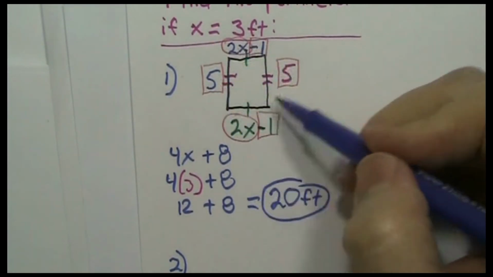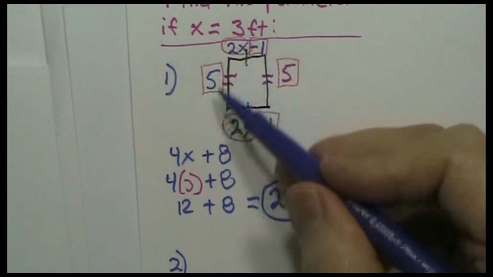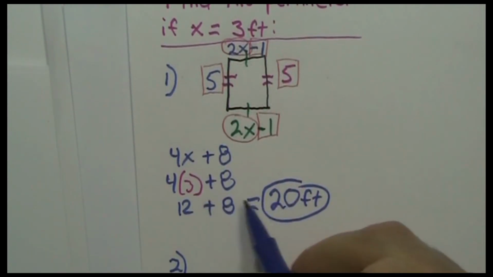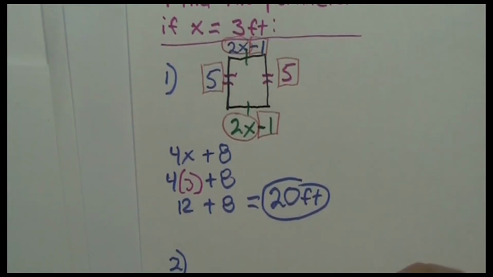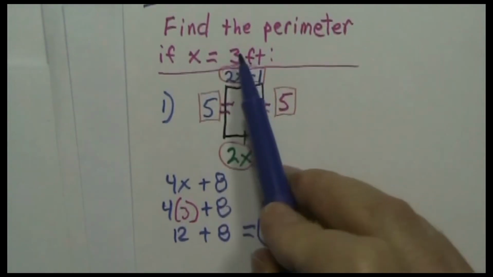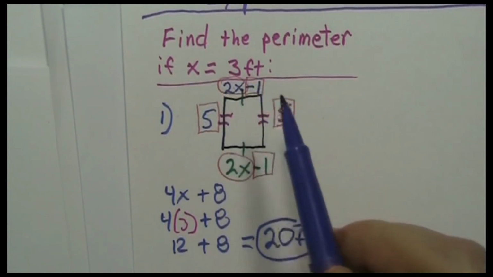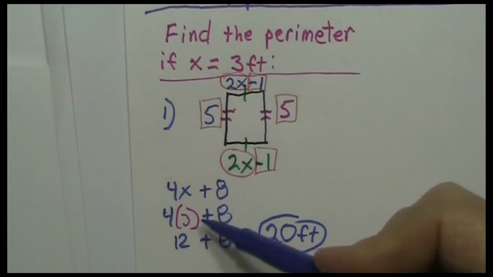So going along the entire perimeter, this is the expression we use. And if you put a 3 in there for x, it's 20 feet. Why did we put a 3? Because that's the directions. If x is 3 feet. Now, if it was something else, it'd be a different number.